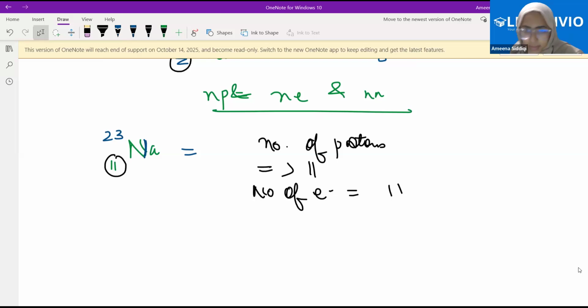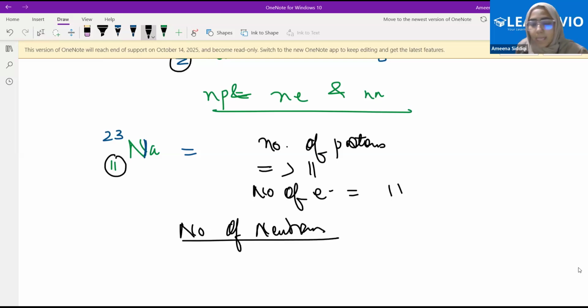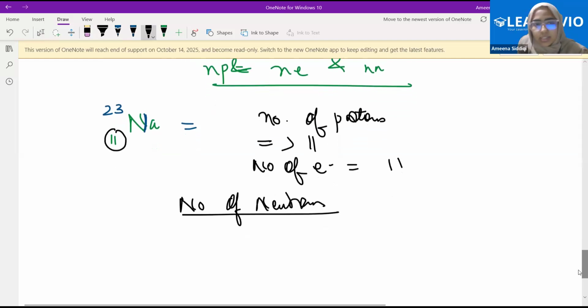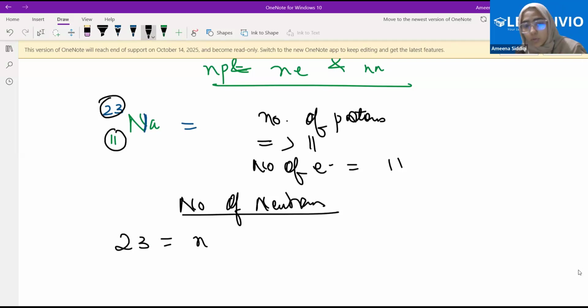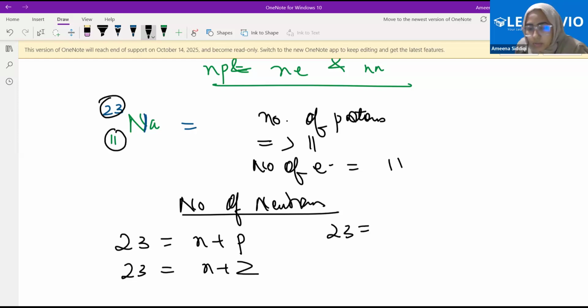Yes, ma'am. Fine. Now come to the number of neutrons. What is the mass number here? 23. Can I say it is 23, because the value of A here is 23? 23 is the mass number. Now, what is it equal to? The number of neutrons plus protons, right? The number of protons is equal to Z, and then 23 is equal to the number of neutrons plus Z.